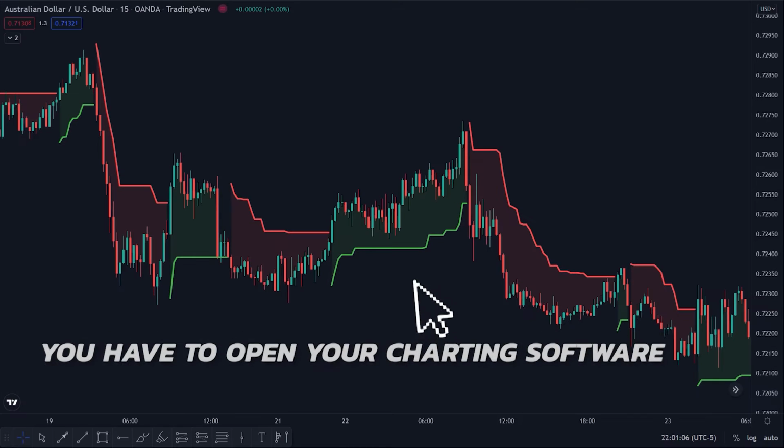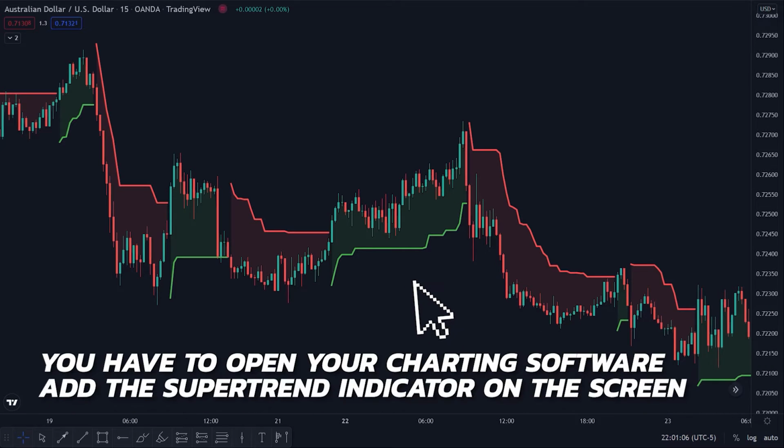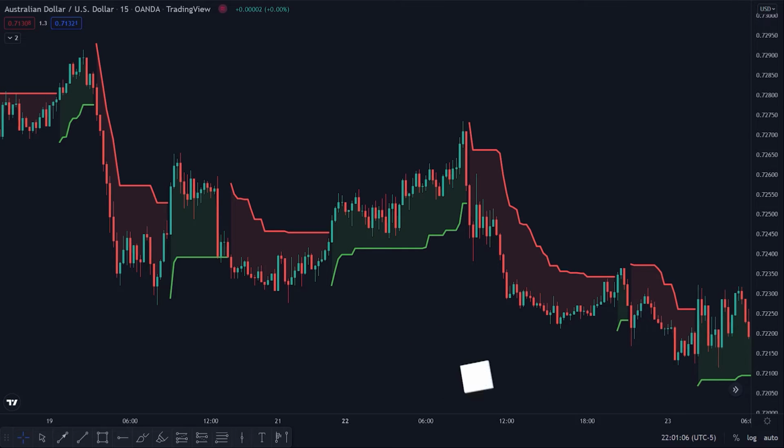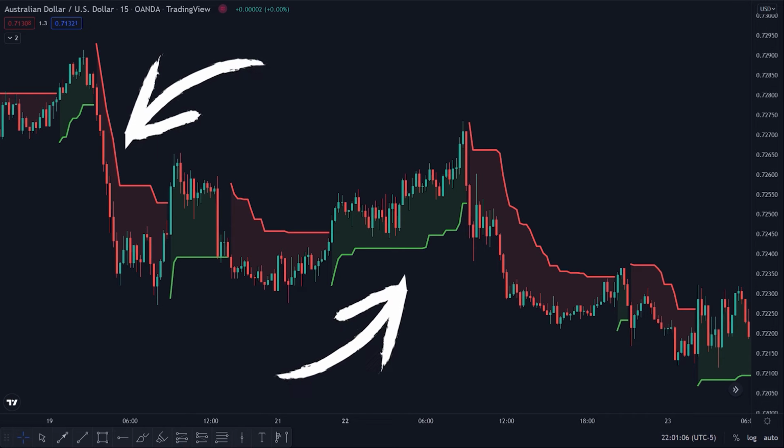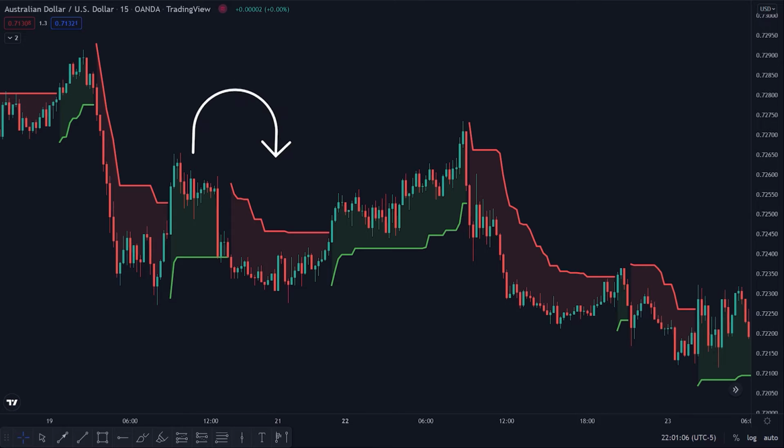First, you have to open your charting software and add the super trend indicator on the screen. Once we have found the super trend indicator, this is what it should look like on your chart. Now, you can see there are two kinds of zones on the charts above or below the candles. These change from green to red and from red to green, depending on which trend the market is moving.